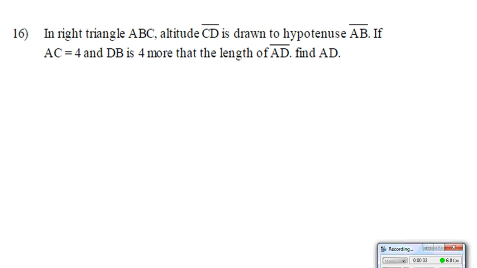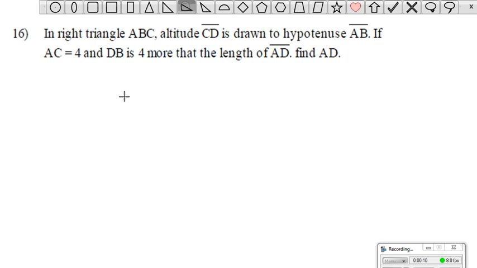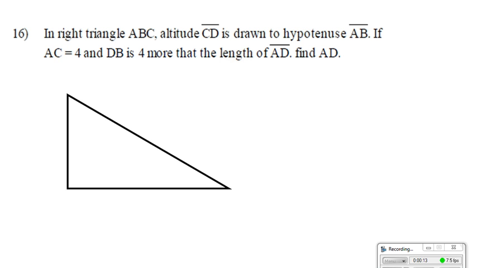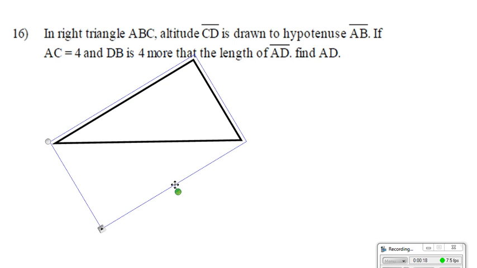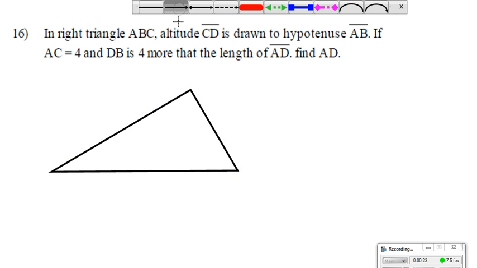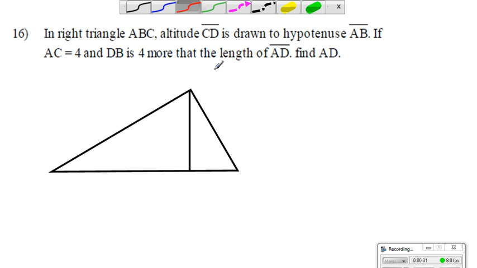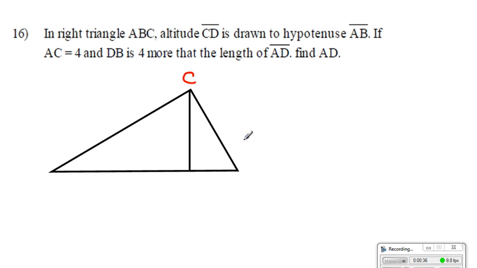Okay, hello guys. So we'll talk about number 16 and on. Here, right triangle ABC. So we're going to try to have the right triangle here, and then just for convenience's sake, we're going to turn this one around this way, and we have an altitude coming down like this. So here we have altitude CD drawn to the hypotenuse AB. So this one must be C, and AB has to be this way. This is equal to D.